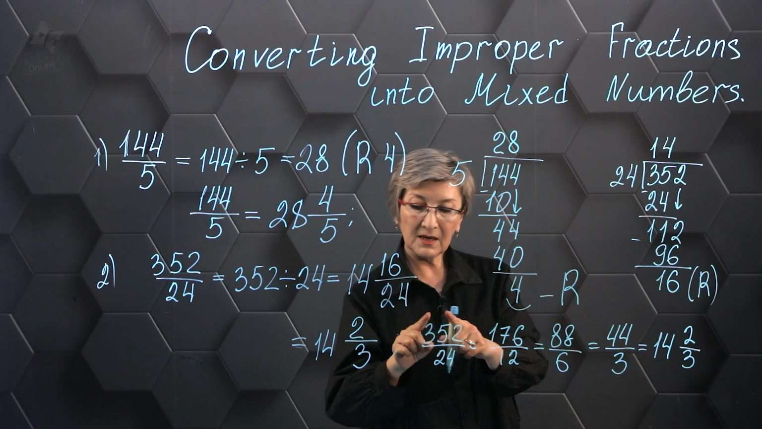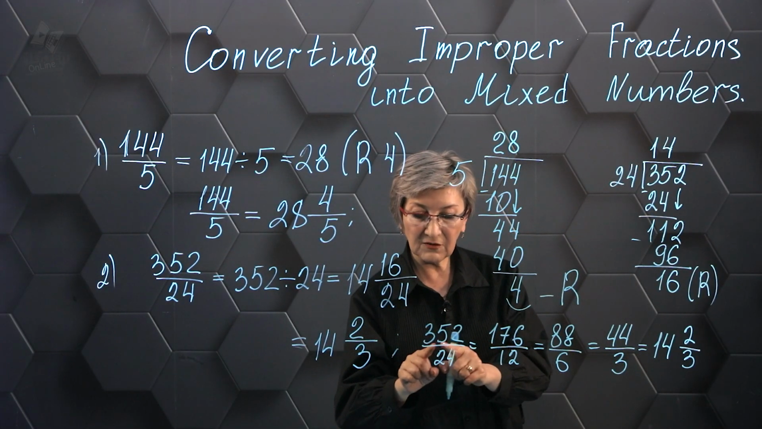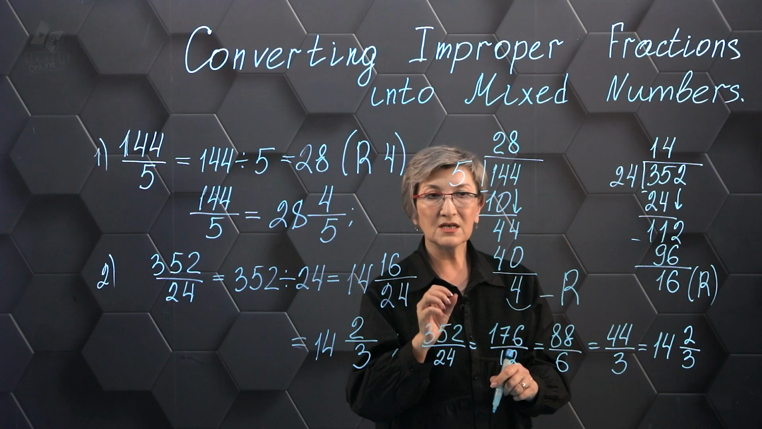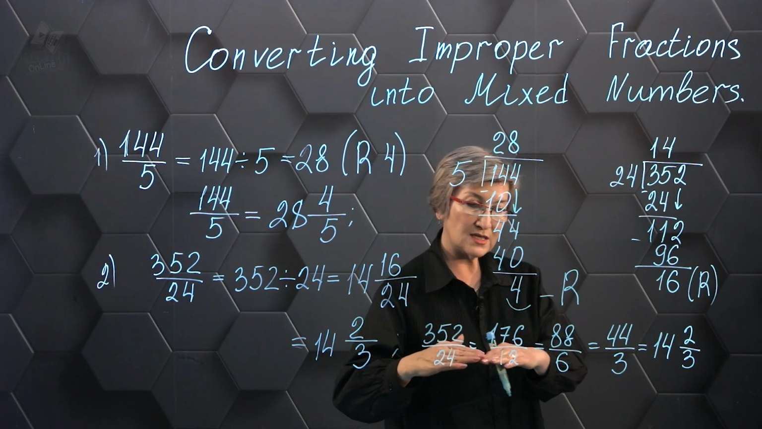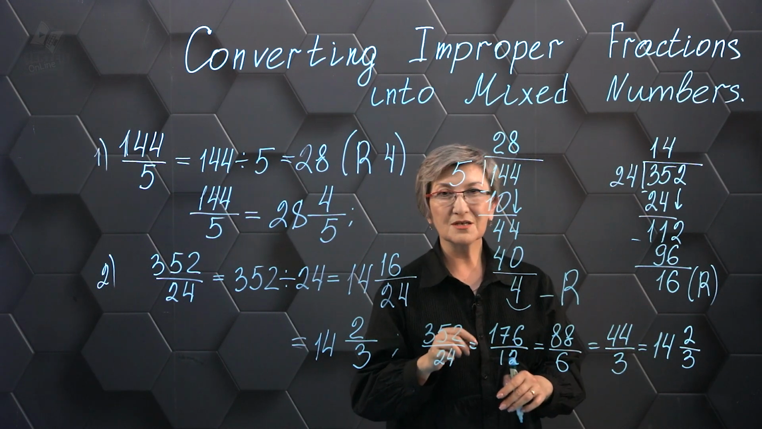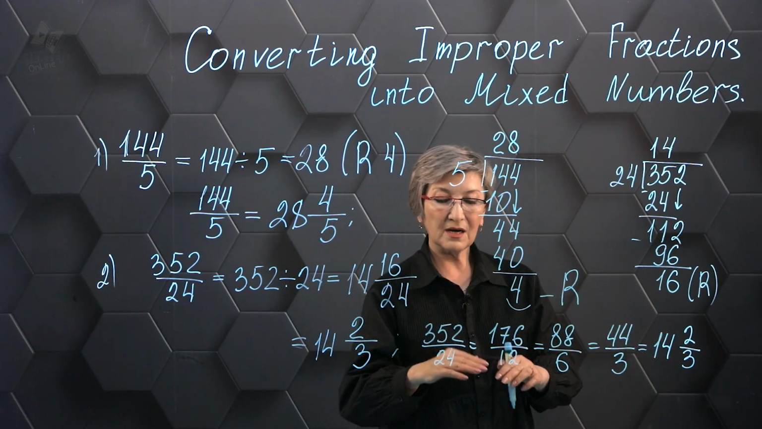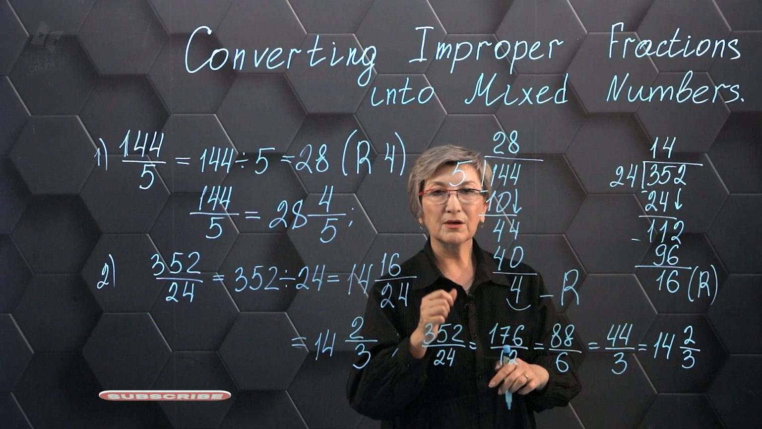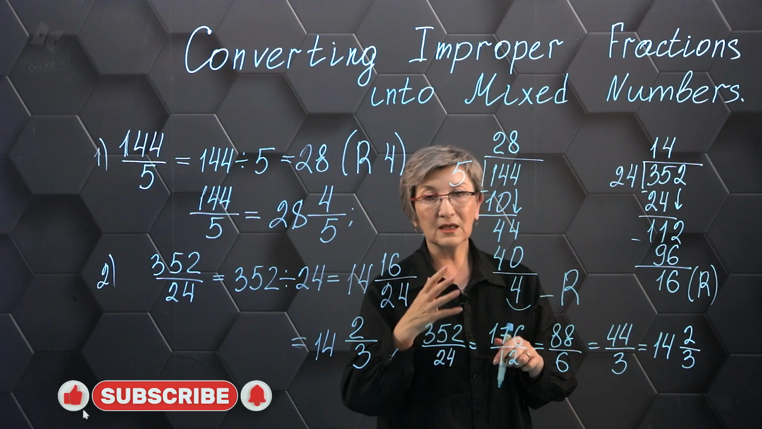Of course, we could divide 352 and 24 by 8 at once, but if we divide gradually, we get the same result. Choose the method that is more convenient for you, and then you will succeed.